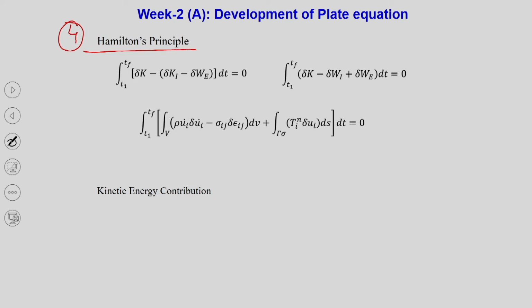So, in Hamilton's principle, kinetic energy minus, okay, it is written wrongly, W, it should be potential energy or, say, work done.